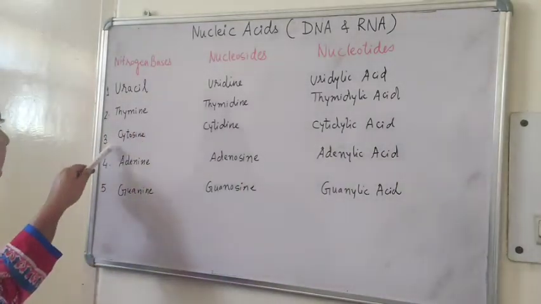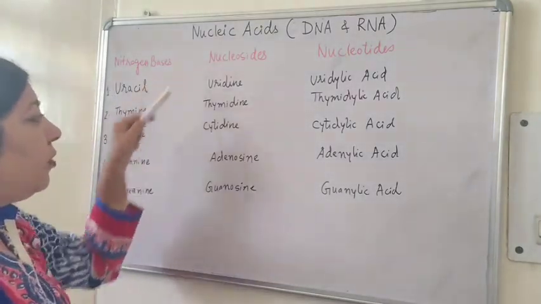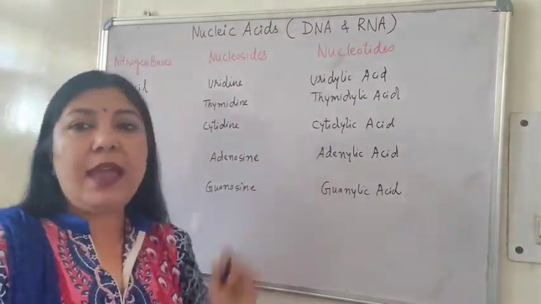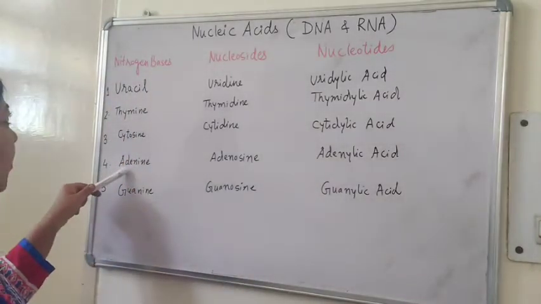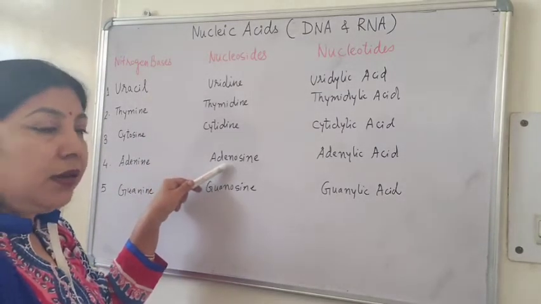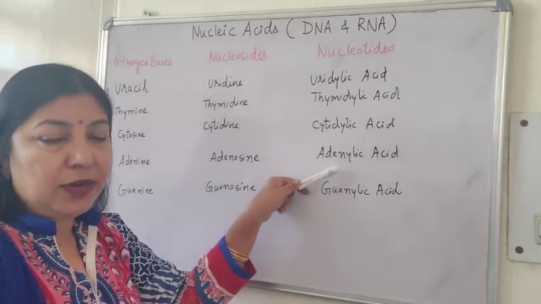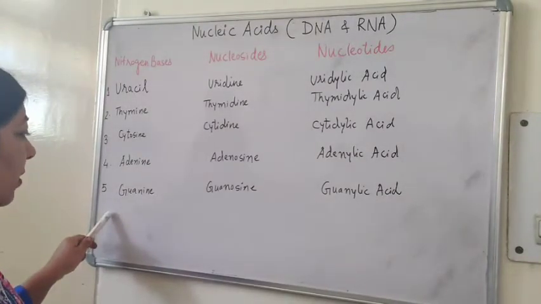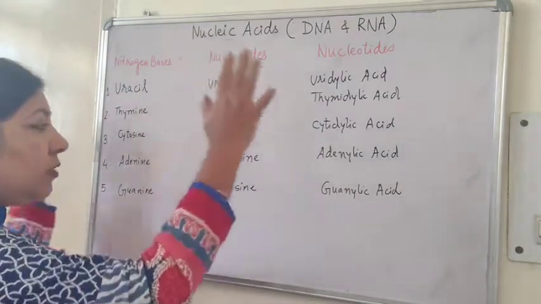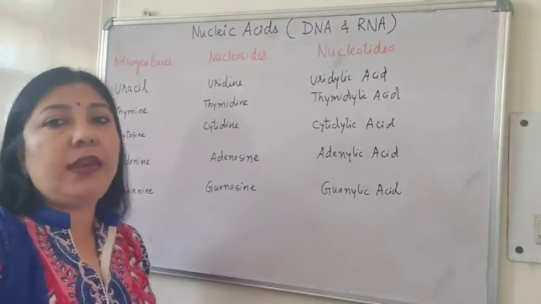Okay. Now next is cytosine. If the nitrogen base is cytosine, then the nucleoside will be cytidine and the nucleotide will be cytidylic acid. Likewise, if the nitrogen base is adenine, the nucleoside will be adenosine, and adenylic acid will be the nucleotide. When there is guanine, it will be guanosine and guanylic acid. So this was the complete chart showing nitrogen bases, then nucleosides and nucleotides.